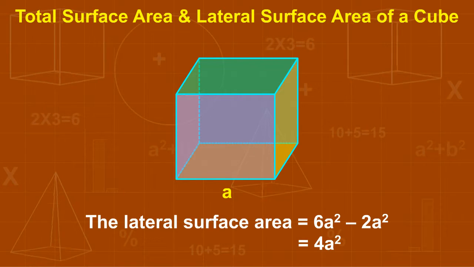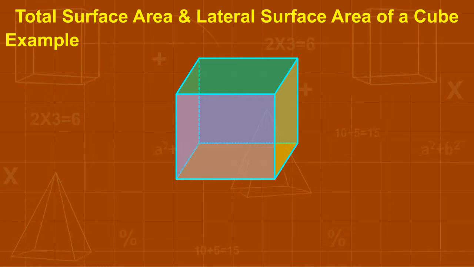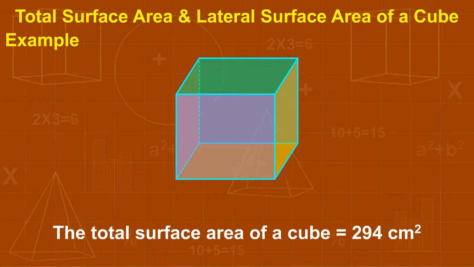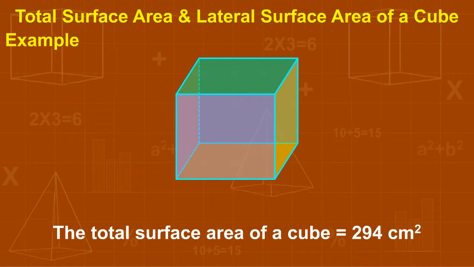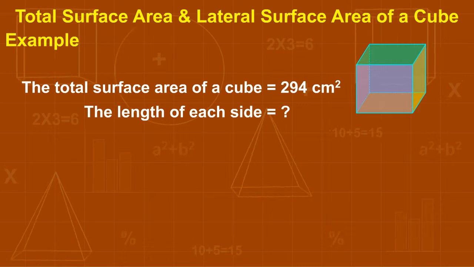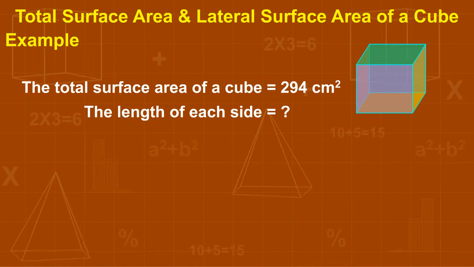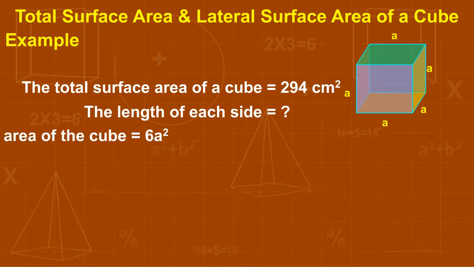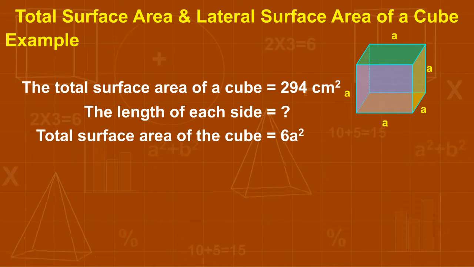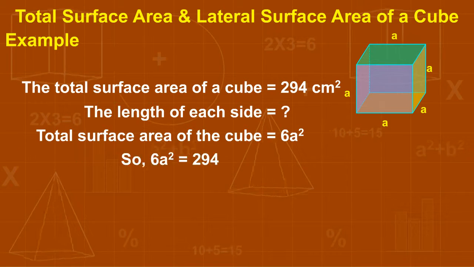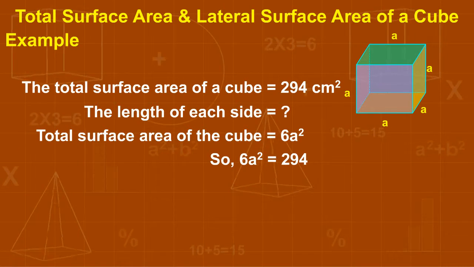We will understand this by an example. The total surface area of a cube is 294 centimeters square. Find the length of each side. To solve this, let the length of each side of the cube be A. Then, total surface area of the cube is equal to 6A square. So, 6A square is equal to 294.